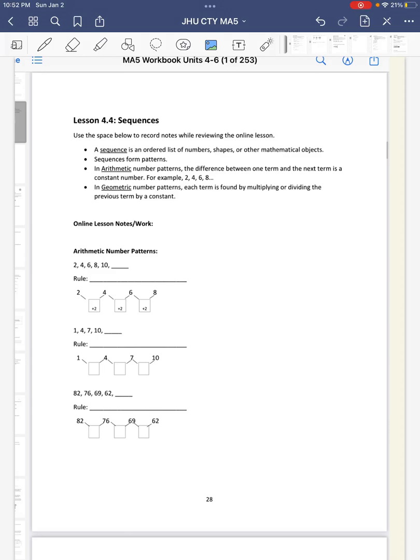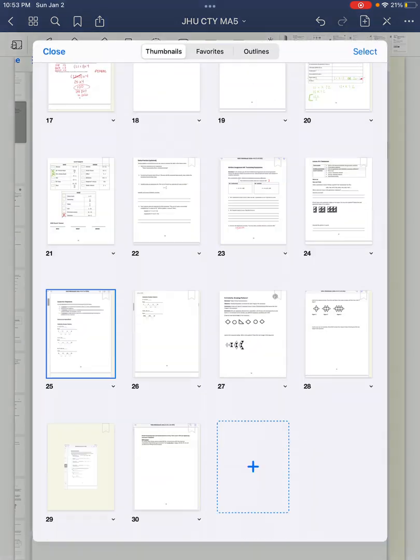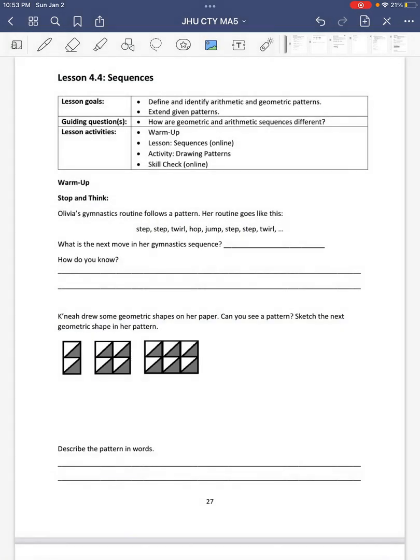Here we are again in 4.4. We're going to be learning about sequences, which are super fun. Sequences are patterns. Okay, so let me go back to the correct page here.